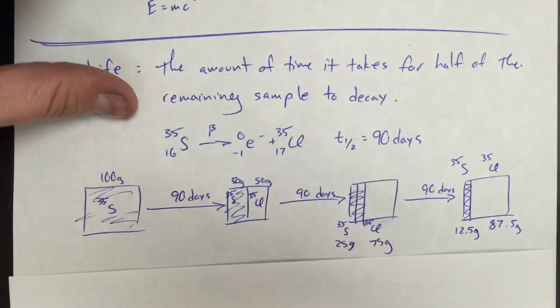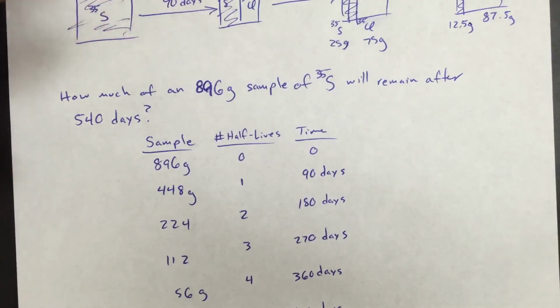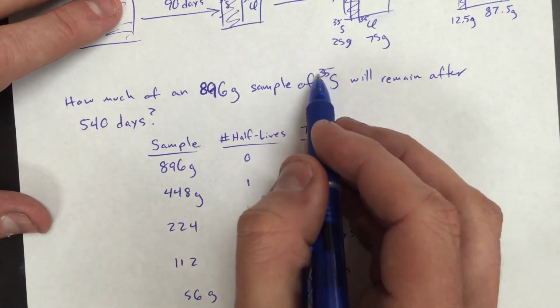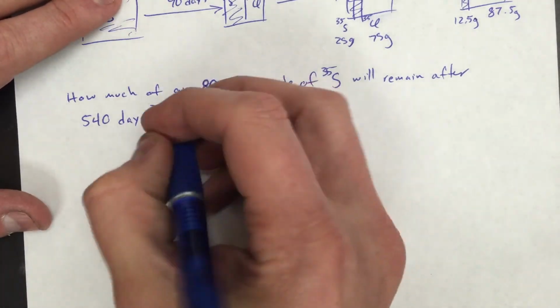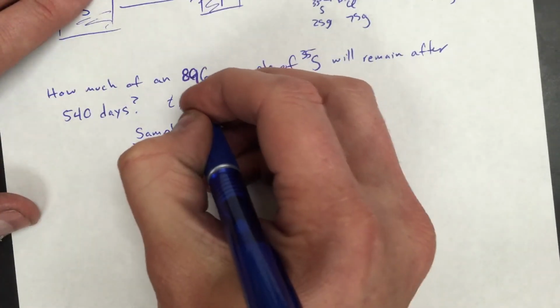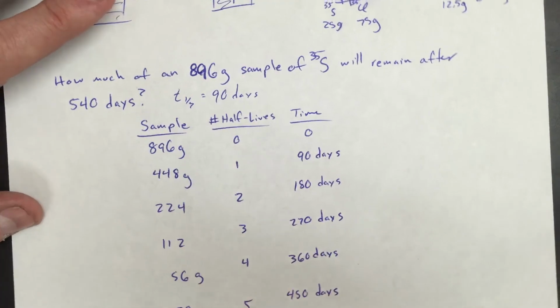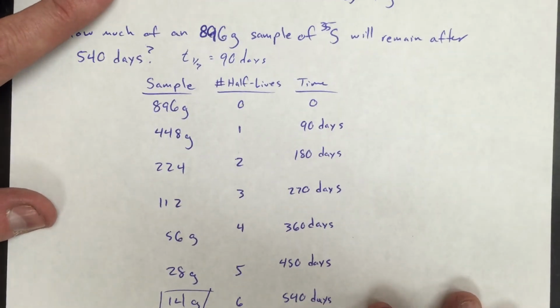Now the types of problems that you could get using this are problems like this one. How much of a 896 gram sample of sulfur-35 will remain after 540 days? And to do this problem, we're going to have to give you the half-life. So let's say the T1/2, like we set up here, is 90 days. So here's how I would solve this problem. You don't have to use this method. There's equations to do this, but this is how I would solve it.